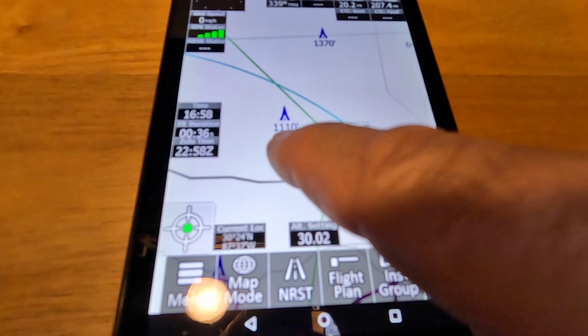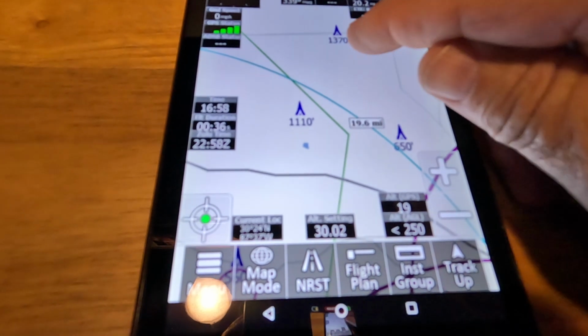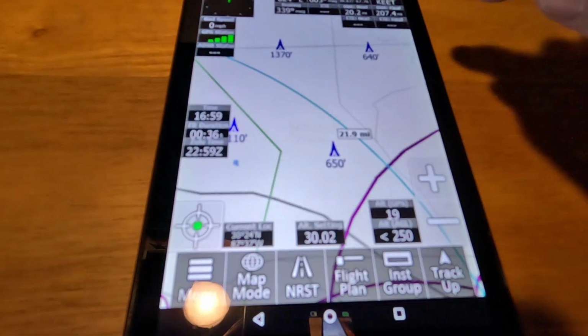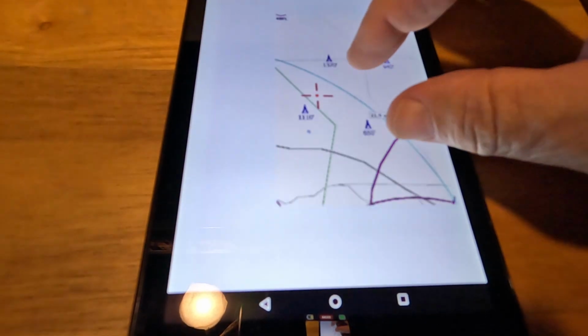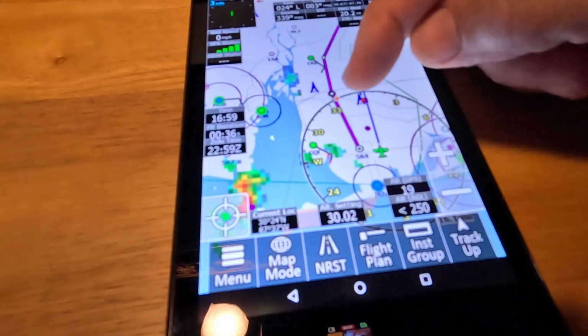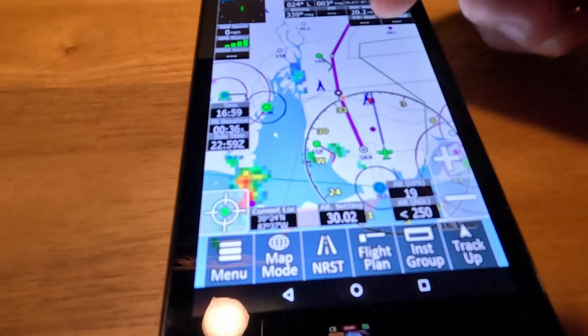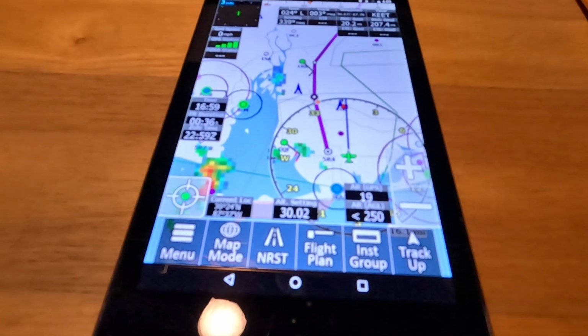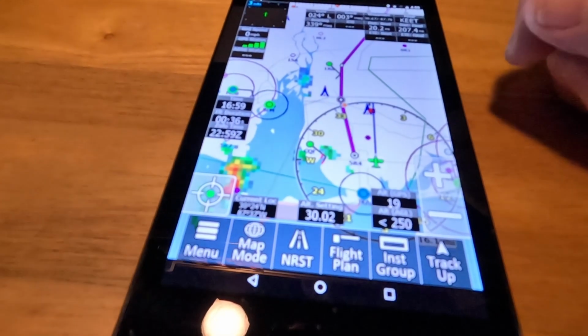And then there's 1,110 there, 1,370. There's a ton of towers all over down here. So if you're anywhere around I-10, make sure you're at least 2,700 feet or so above sea level.